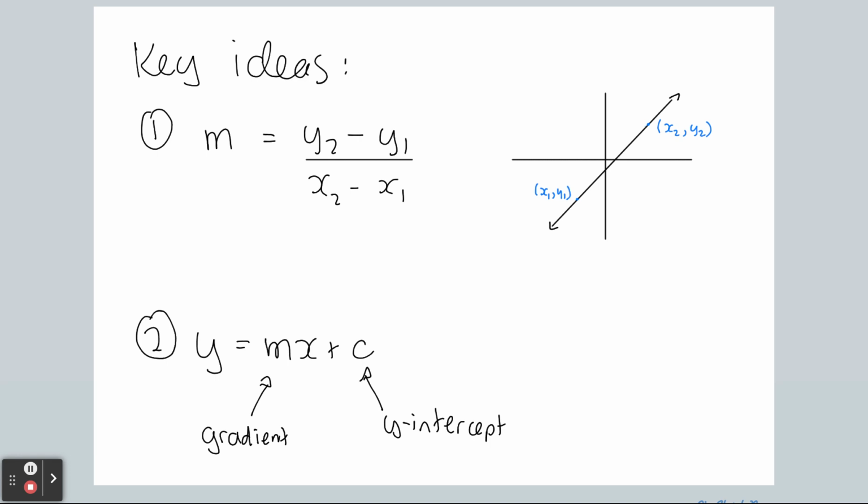Okay, so bringing these ideas together, we have this form of an equation, a rule that represents this straight line. It's y equals mx plus c. So m being the gradient and c being the y-intercept. We discussed why this works last lesson, so I'm not going to go through it today. Instead, I'm going to go through a few key examples and then I'll let you do some practice work.